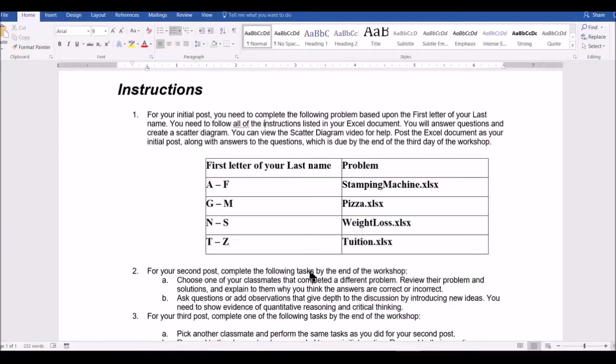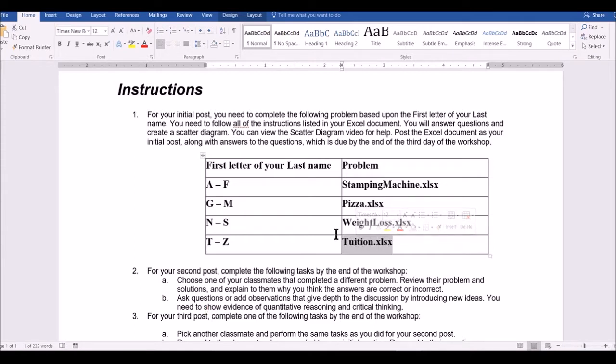So here is your Workshop 5 math discussion. For this one, you're going to end up picking one of the 4 Excel files. Now, to know which one you pick, you want to make sure you pick the one that's based on the first letter of your last name. So for me, Italino, I would be picking the tuition one.